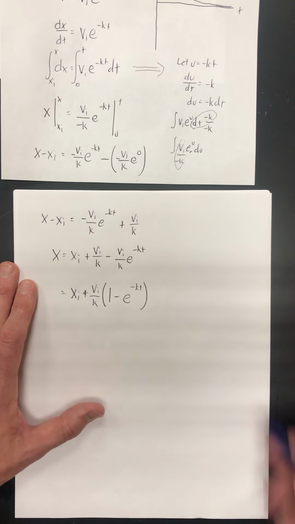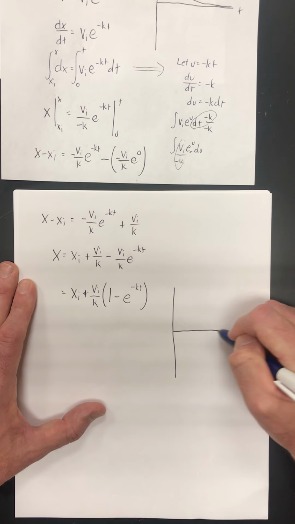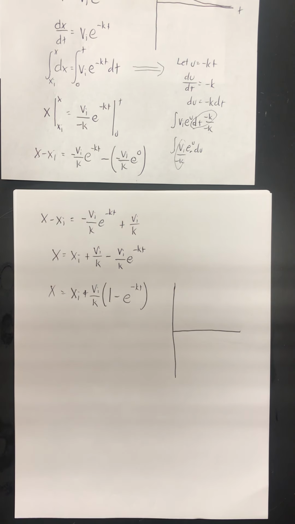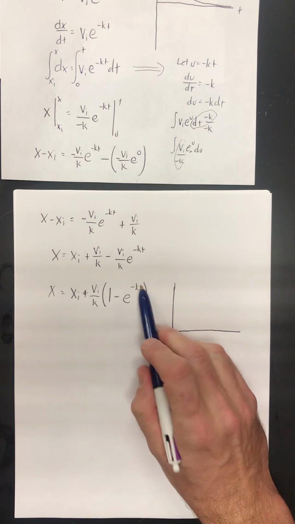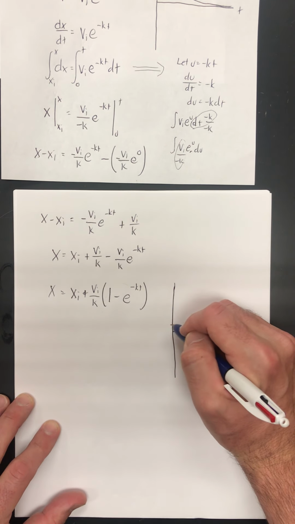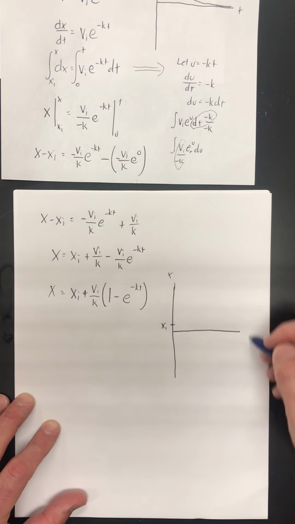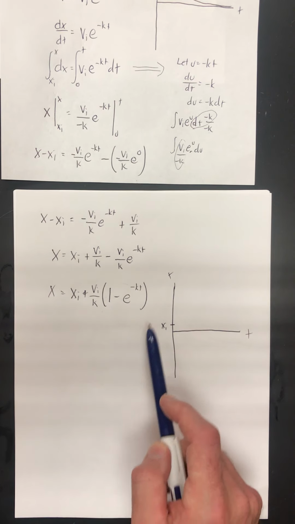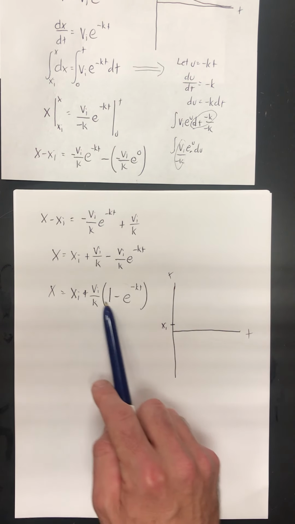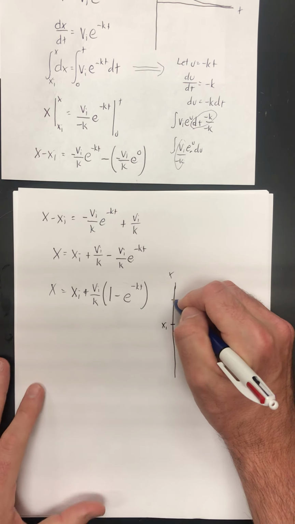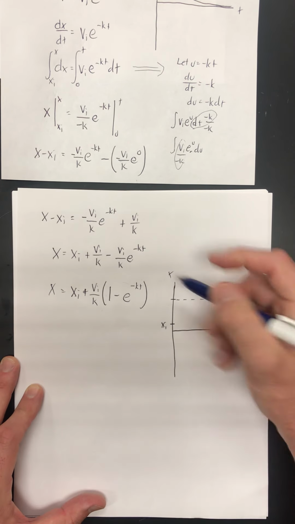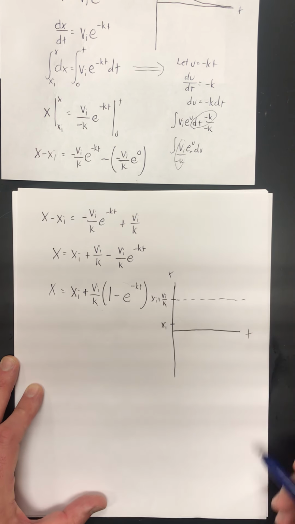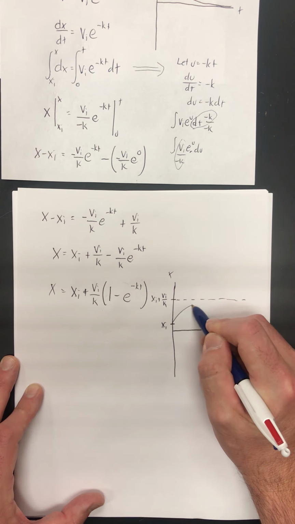This is another graph that I'm going to want you to know. The 1 minus e to the negative kt graph, well, let's see what happens here. If t is equal to 0, I have e to the 0, so this term zeroes out. That means that I start at whatever the starting position is, whatever xi is, okay? But then, as t approaches infinity, that term goes to 0, and this term approaches some sort of constant. So there's some sort of horizontal asymptote here that would be xi plus vi over k, okay? And so this graph does this.